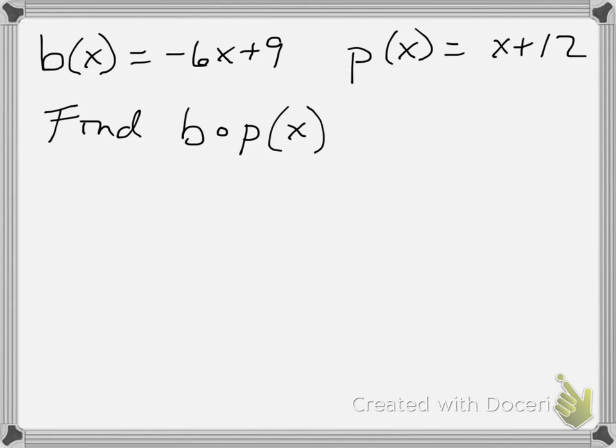All right, so here I've got b of x equals negative 6x plus 9. p of x equals x plus 12. And I want to find b o p of x. So we're going to start on the right. And we're going to take the entire p function and merge it into the b function.